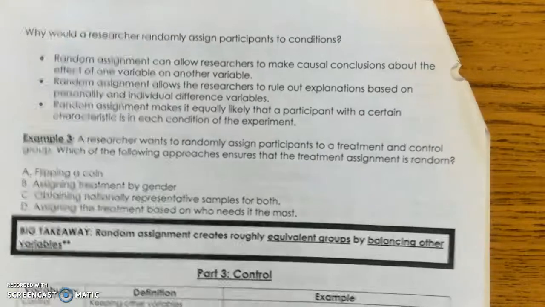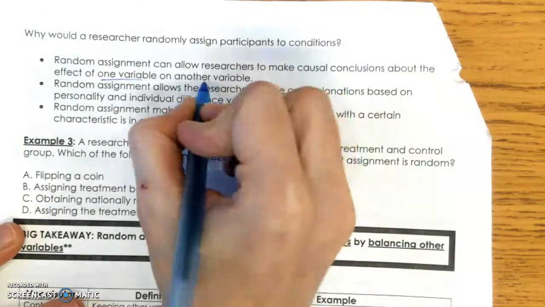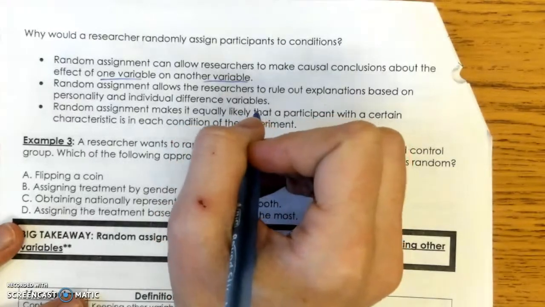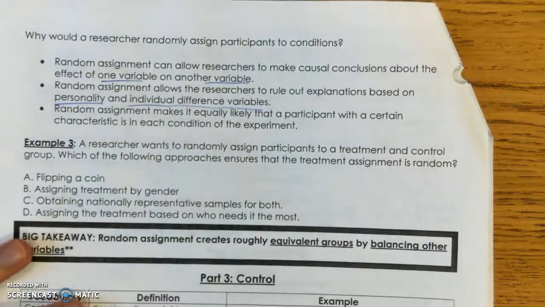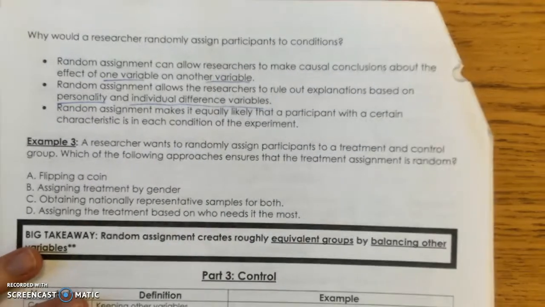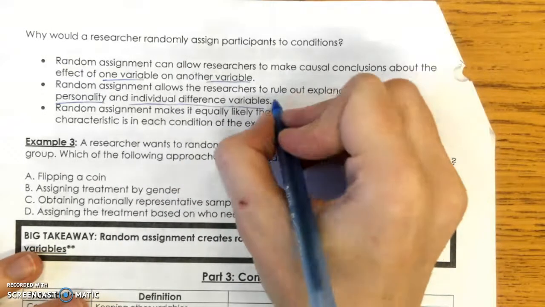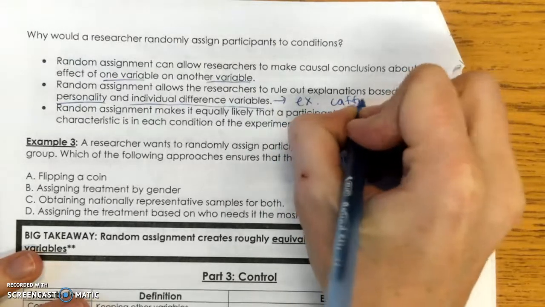Why would a researcher randomly assign participants to conditions? All right, why do we need random assignment? Why is it important? Well, random assignment can allow researchers to make causal conclusions about the effect of one variable on another. We'll get to that in a second. Random assignment allows the researchers to rule out explanations based on personality and individual difference variables. So if I take it all the way back to that caffeine example, didn't we say that individual difference variables would make a difference, specifically caffeine tolerance in our subjects?